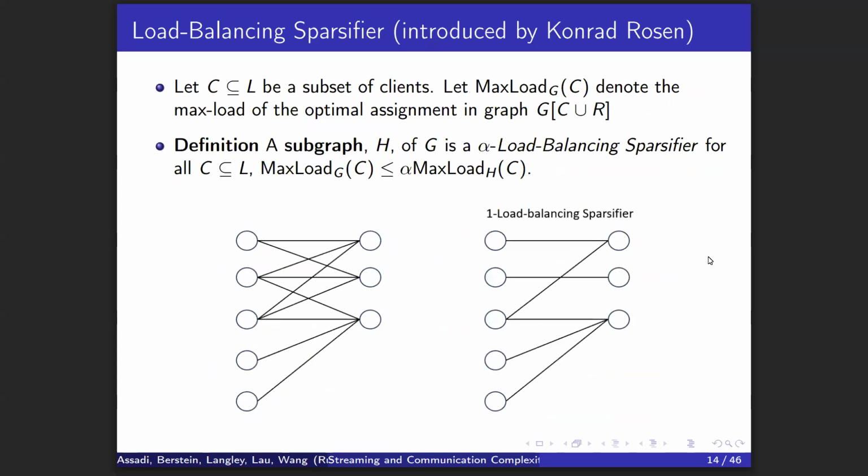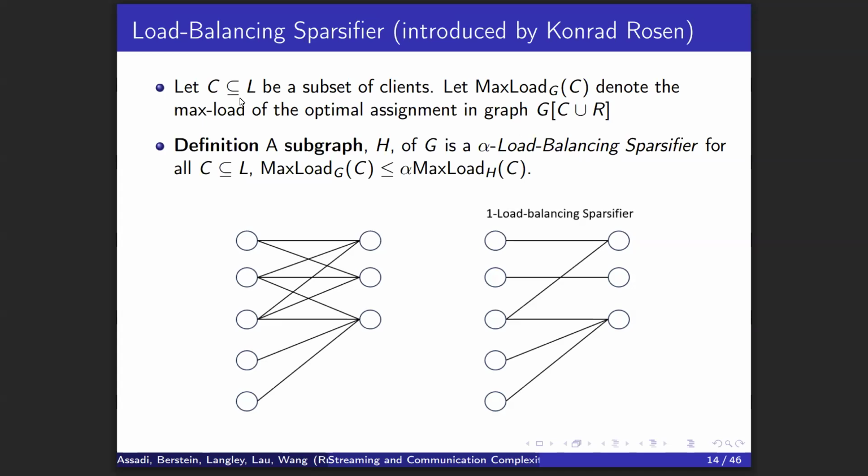One way to build a good streaming communication protocol for this problem is to construct something called a load balancing sparsifier. This concept was first introduced by Conrad and Rosen, and essentially it is just a subgraph which is able to preserve the optimum load of any subset of clients.